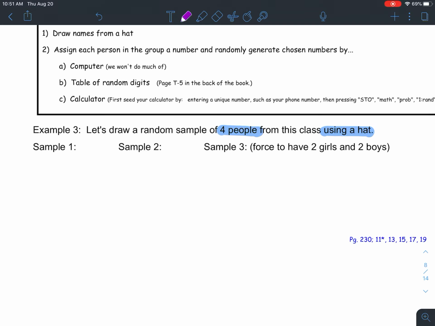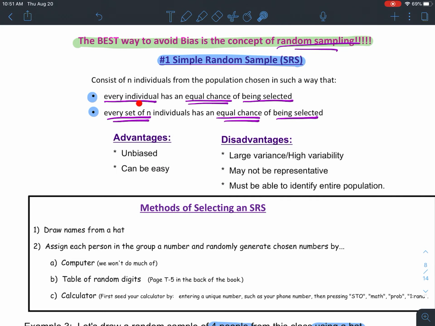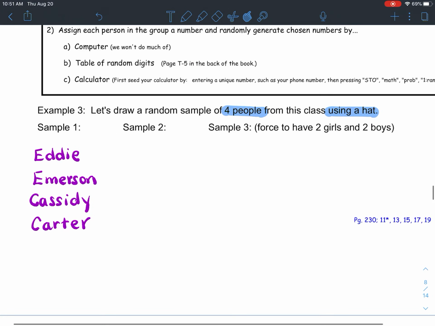Let's just say that the names that I draw out are Eddie, Emerson, Cassidy, and Carter. Okay, you were randomly chosen. That is a simple random sample because every single individual had an equal chance of being selected, and every set of 4 individuals from the class had an equal chance of being selected. And so what I mean by that is every possible combination of any 4 of you in the class could have been put together for my sample.